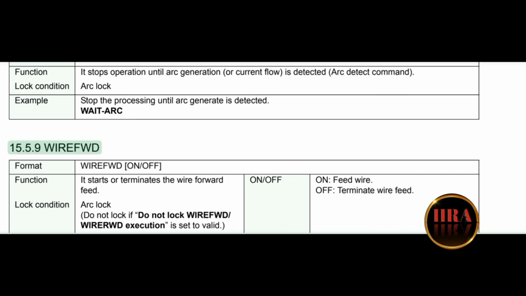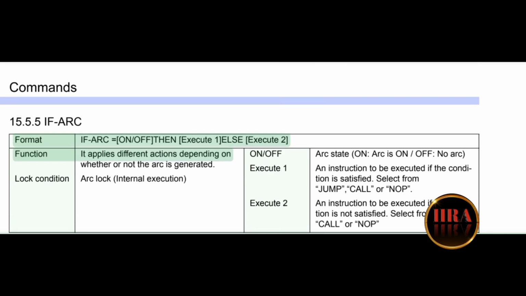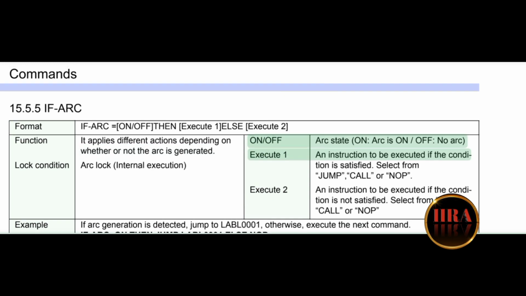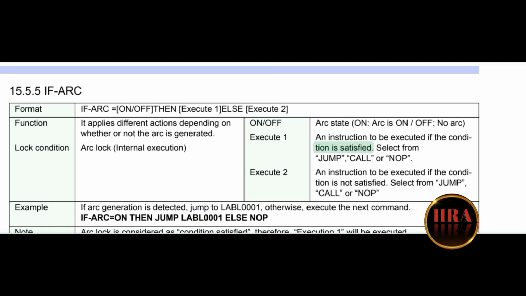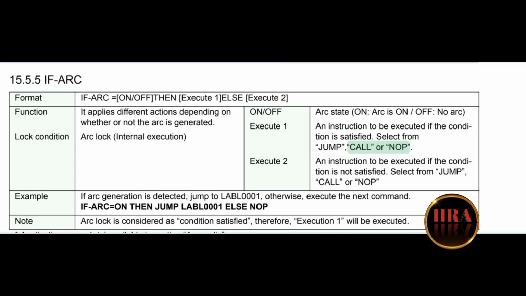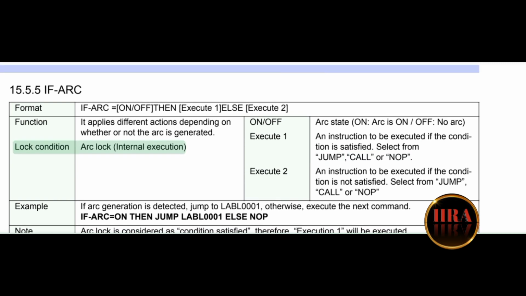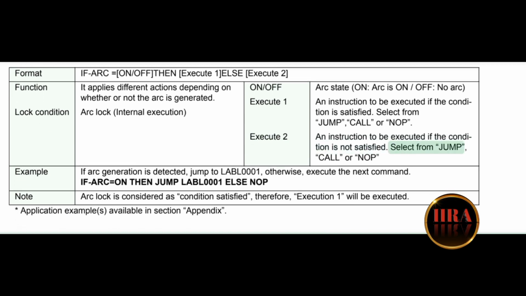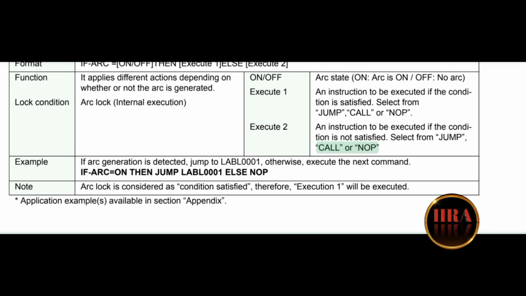15.5.9 WIREFWD. Format: IF ARC equals on, off, then execute 1, else execute 2. Function: it applies different actions depending on whether or not the ARC is generated. On, off: ARC state. On: ARC is on. Off: no ARC. Execute 1: an instruction to be executed if the condition is satisfied. Select from jump, call, or nop. Lock condition: ARC lock, internal execution. Execute 2: an instruction to be executed if the condition is not satisfied. Select from jump, call, or nop.